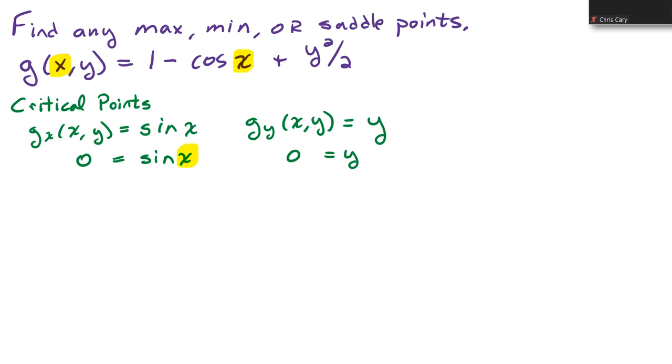So when is sine equal to 0? Well, it's equal to 0 a lot, isn't it? Sine is equal to 0 at 0 radians, pi radians, 2 pi radians, etc., and then also negative pi radians, negative 2 pi radians, etc. So therefore there are infinitely many places where x can be to make this partial come out to be 0.